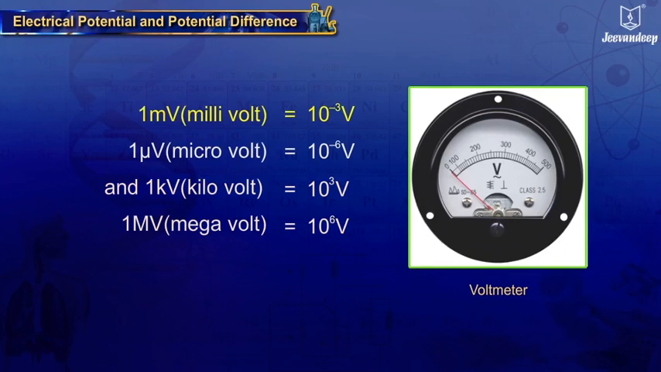1 millivolt equals 10 raised to the power minus 3 volt. 1 microvolt equals 10 raised to the power minus 6 volt. 1 kilovolt equals 10 raised to the power 3 volt. 1 megavolt equals 10 raised to the power 6 volt.